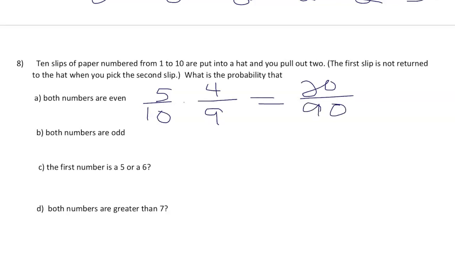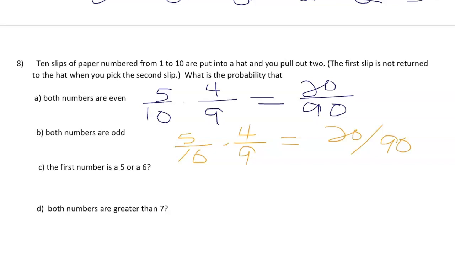Okay, both numbers are odd. Same idea, same reasoning, same answer. You have 5 chances of getting an odd out of the 10. You get an odd, you don't put it back. You then have 4 chances of the 9 remaining of getting an odd. So once again, it's 20 over 90 for a different reason.